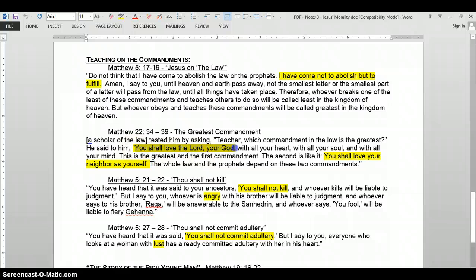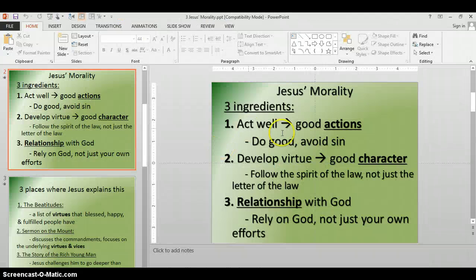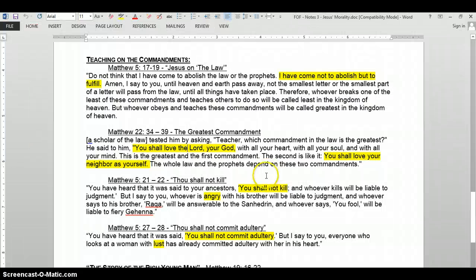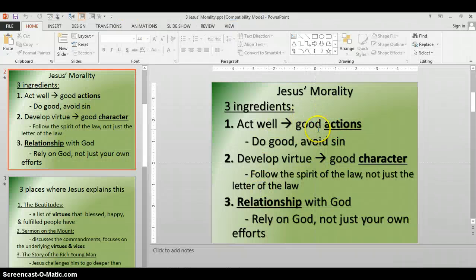You shall love the Lord your God, and you shall love your neighbor as yourself. So he's also emphasizing that relationship with God, number 3 there. Okay, and then when he talks about thou shalt not kill and thou shalt not commit adultery, again, they're both examples of he takes a commandment, talking about an action, and then goes deeper to talk about the virtue underlying.